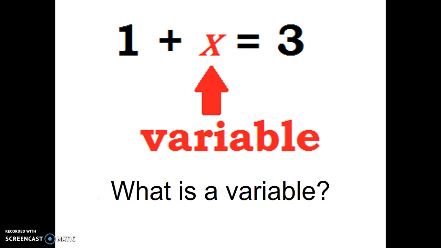A variable is a quantity that may change within the context of a math problem. A variable is usually represented by a letter or symbol. So for example, in this problem, 1 plus x equals 3, x would be the variable.